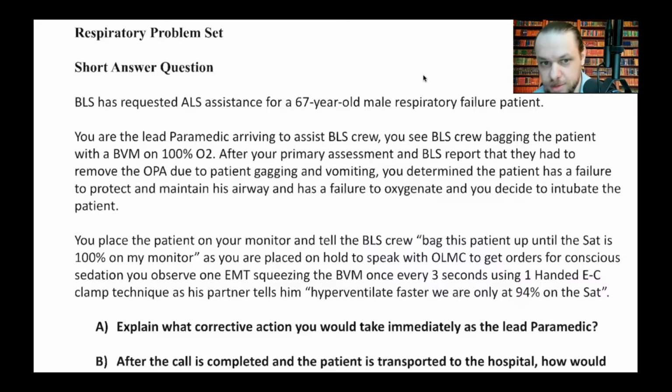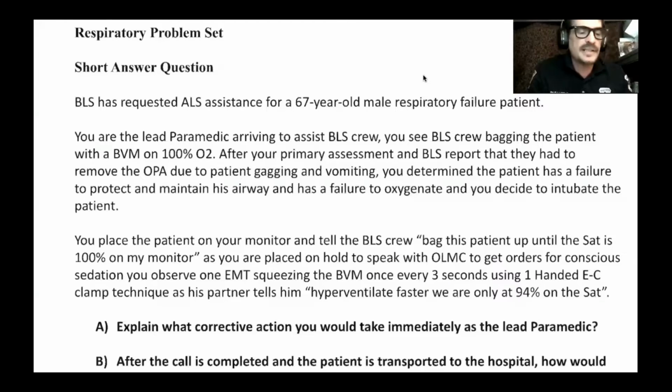Okay, so BLS has requested ALS assistance for a 67-year-old male respiratory failure patient. You are the lead paramedic arriving to assist BLS. You see BLS bagging the patient with a BVM at 100% oxygen. After your primary assessment and BLS report that they had to remove the OPA due to patient gagging and vomiting, you determine the patient has a failure to protect and maintain his airway and has a failure to oxygenate, and you decide to intubate. You place the patient on your monitor and tell the BLS crew, bag this patient up until the SAT is 100% on my monitor.